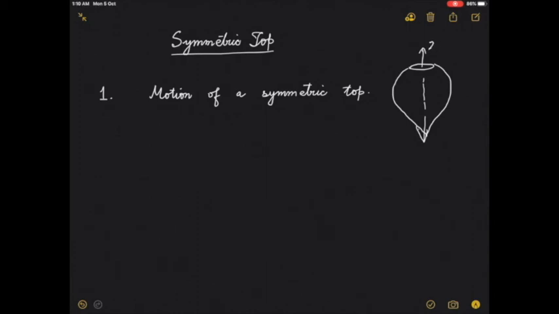So I can call that z axis, and then you have x and y. We'll look at the motion of such a symmetric top with one point fixed. So this is the fixed point.